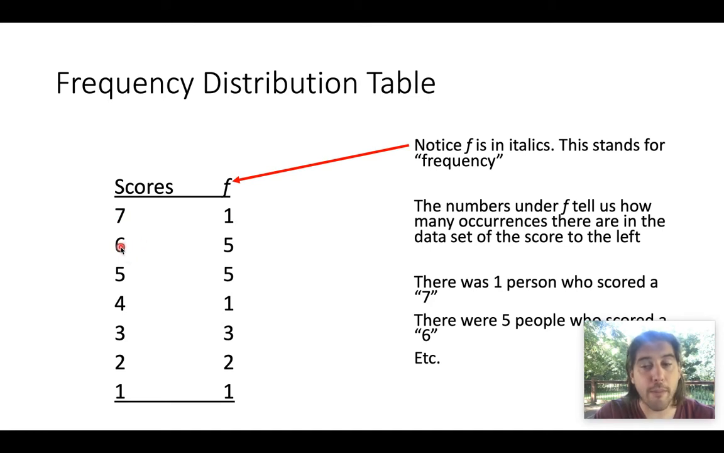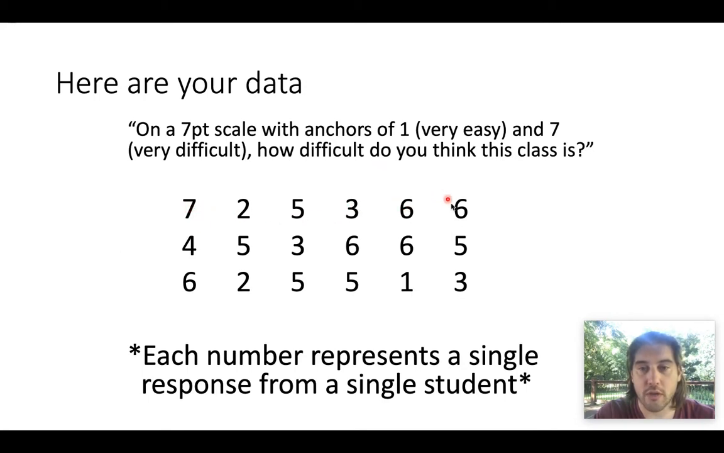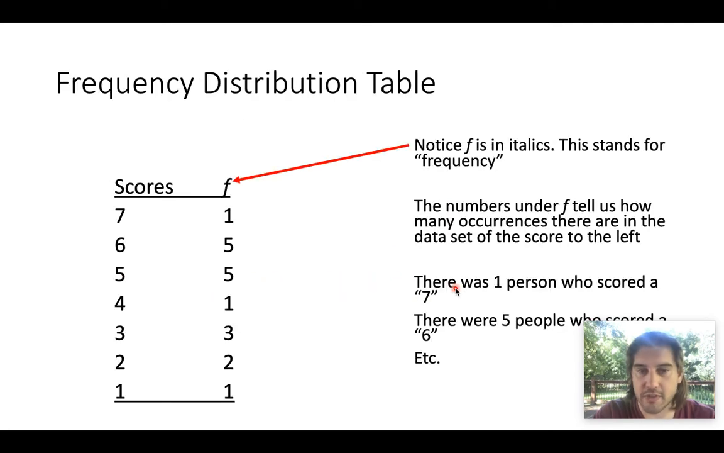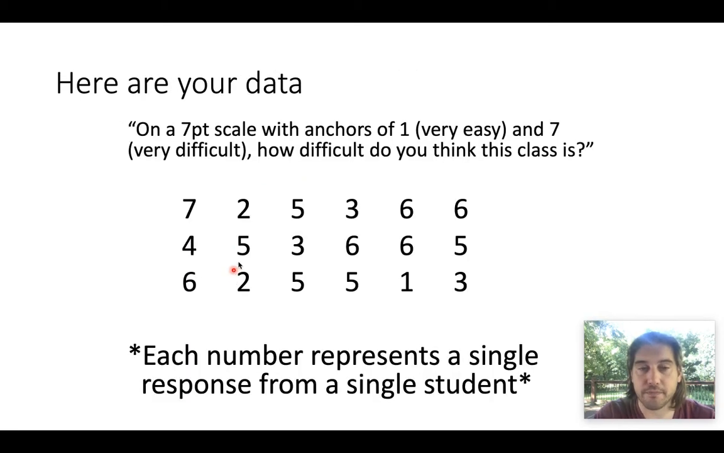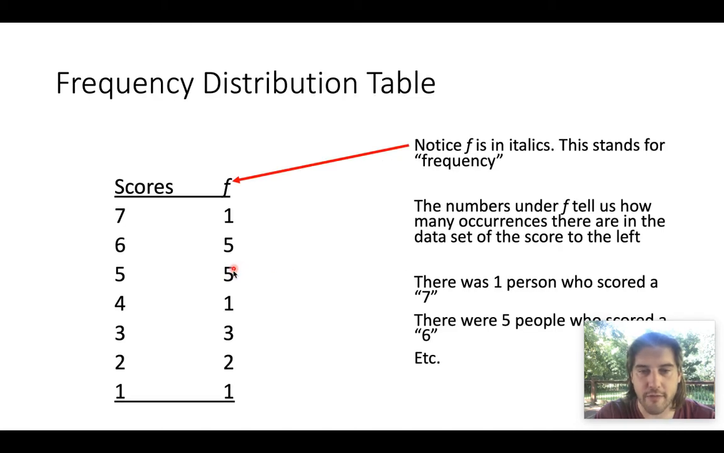Now we want to know how many people scored a 6. So we go back and look at the data. 1, 2, 3, 4, 5 6s. So we put a 5 under our frequency column in the 6 row. This tells us 5 participants scored a 6 on our measure. We had 5 5s: 1, 2, 3, 4, 5. So we put a 5 there. So on and so forth for all of our scores. We had one 4, three 3s, two 2s, and one 1.